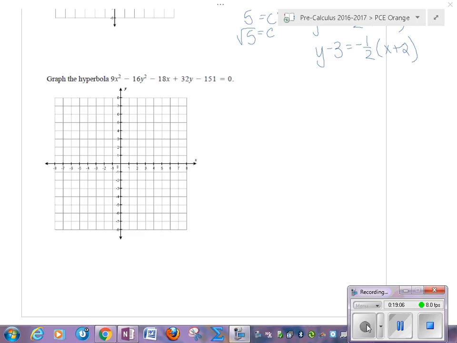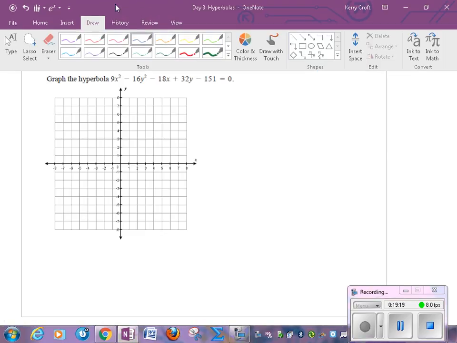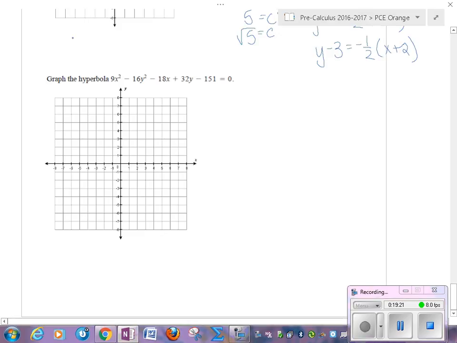All right, last question. Thanks for hanging in there with me. This is the most difficult, or I should say most complex conic, so there is a little bit more to it on a hyperbola. So I appreciate the fact that you have hung in with me through this video. So the last one says we're going to graph the hyperbola. This is given in general form. So the first thing that we've got to do is put this into standard form.